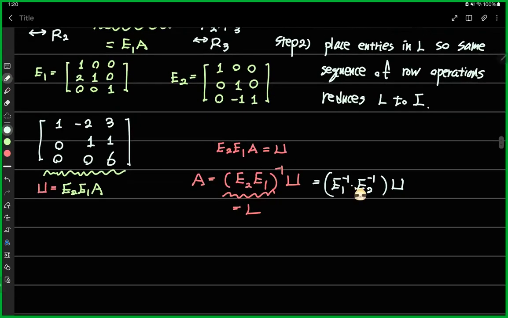But let me do this one. So E1 inverse is going to be what? E1 inverse is equal to, can anyone find the E1 inverse? That's too much, right? We didn't learn that yet. But E1 inverse is going to be 1, 0, 0, and negative 2, 1, 0, then 0, 0, 1. This is true.